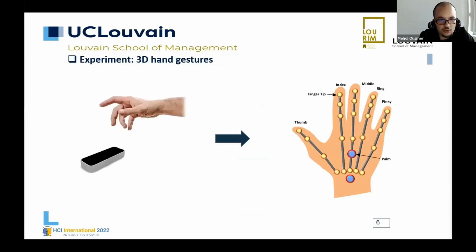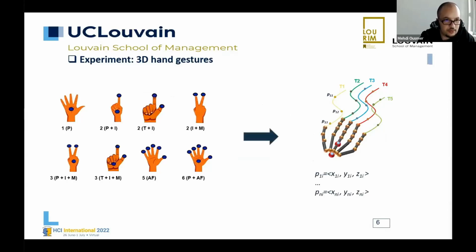The Leap Motion controller represents the detected hand with a skeletal model composed of several joints. For this reason, we wanted to limit the number of joints. That's why we defined it as an independent variable with a limited number of joints. So we have 8 values which represent 8 different combinations of joints.